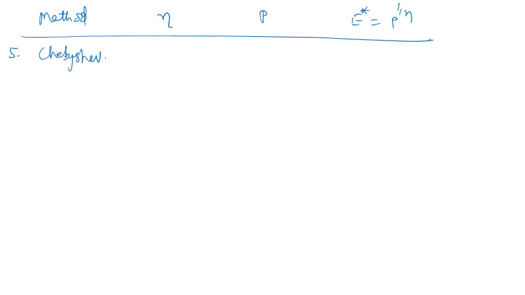What is the Chebyshev method? Number of function evaluations 3. What is the rate of convergence? Also 3. So this is 3 power 1 by 3, which is 1.44. And sixth one, Muller method. How many function evaluations? Only one function evaluation. And what is the rate of convergence? 1.84. So this is 1.84 power 1 by 1, 1.84, right?